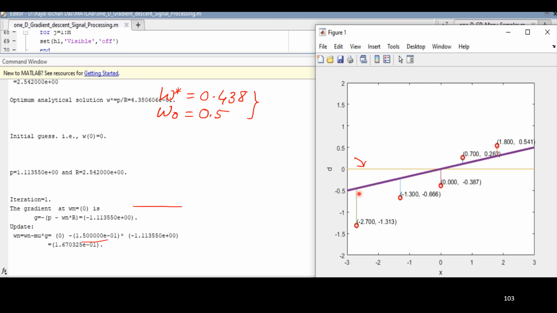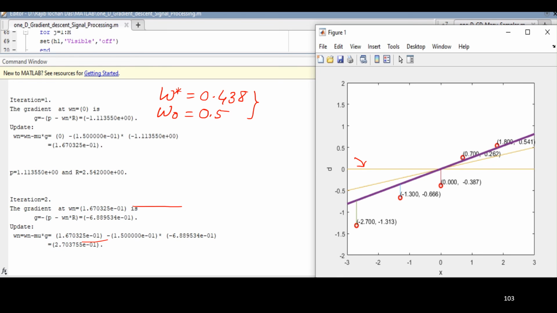This is the slope, right? Now you can go for the second one. Iteration 2, you see Wn is updated to 0.27. So the slope is now increasing. Okay, so you see the slope is increasing here. So from 0 it is then here, right? So you see iteration number 3, it is increased. Then 4, 5, it is moving this side.